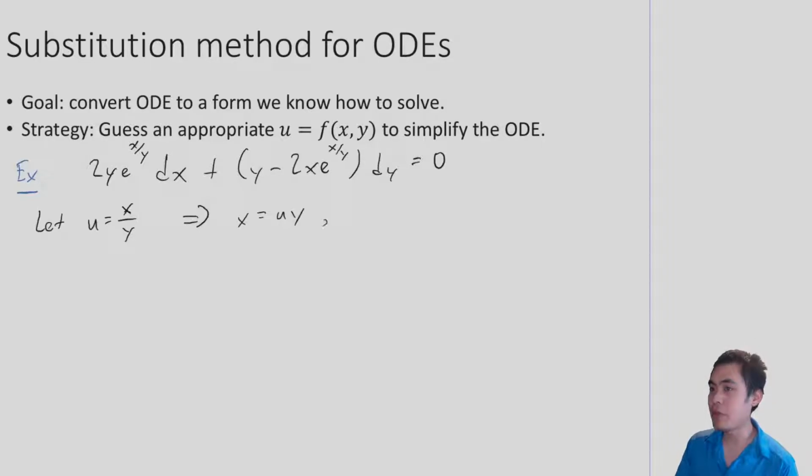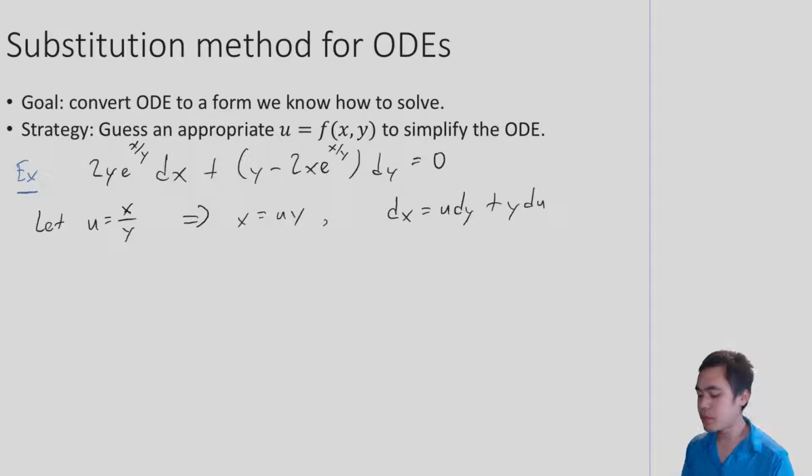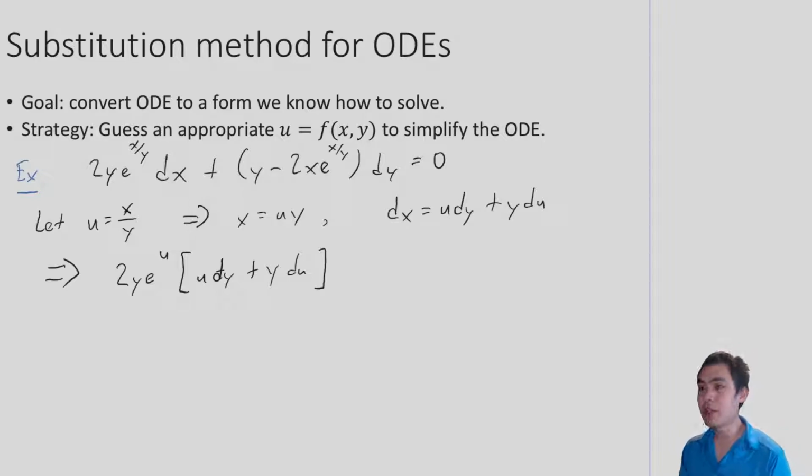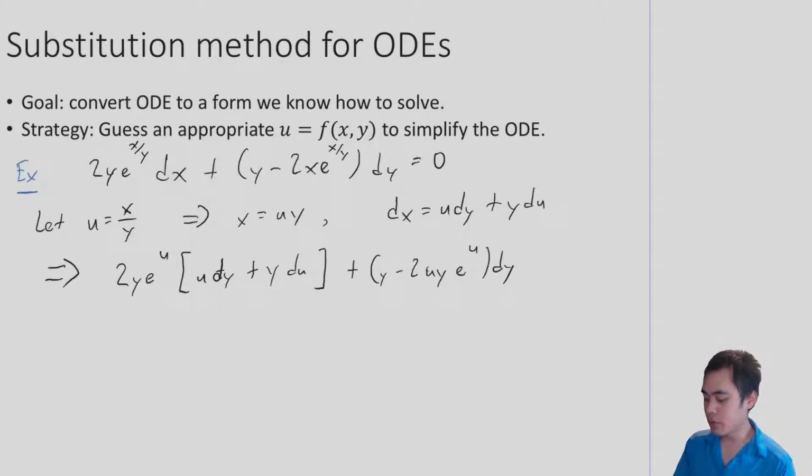Now note that there are a couple different variables here, and so when you take the dx, you actually have to take a total derivative. So dx is equal to u dy plus y du. Now this implies that we have 2y e to the u, and you have to plug in dx, so dx here is u dy plus y du. So we plugged in u, we plugged in dx, and this is all plus y minus 2uy, since x is equal to uy, e to the u dy is equal to 0.